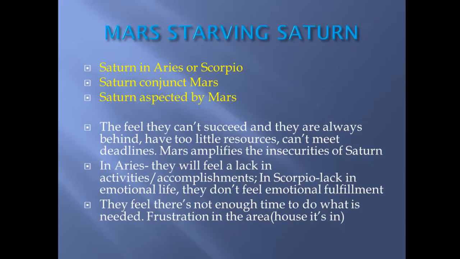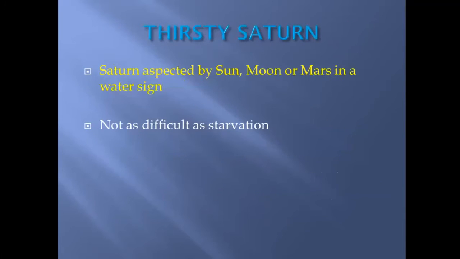So natives with this combination will feel like there's not enough time to do what is needed. There's going to be frustration in that area. This is a bit similar to Mars shaming Saturn. But with the shame, they're going to feel even worse. Okay, in this case, they will feel frustrated that there's not enough time to do what Mars is asking them to do. Now, thirsty Saturn happens when Saturn is aspected by the Sun, the Moon, or Mars in a water sign. And it's similar to starvation, but not as difficult.